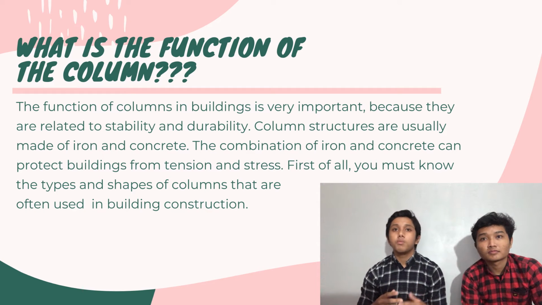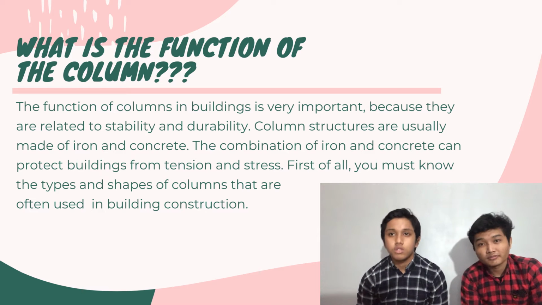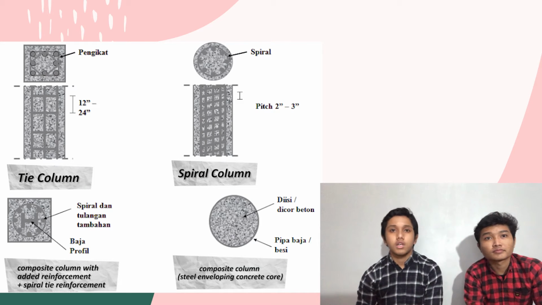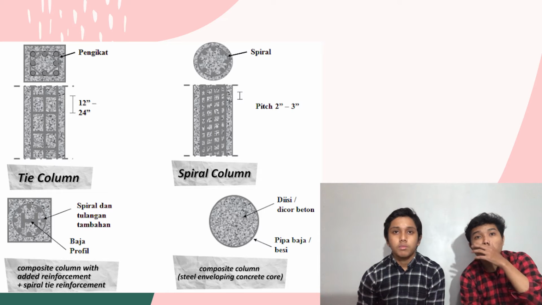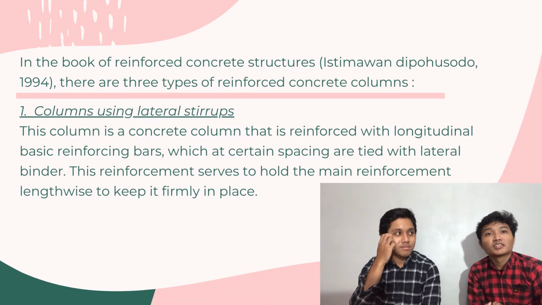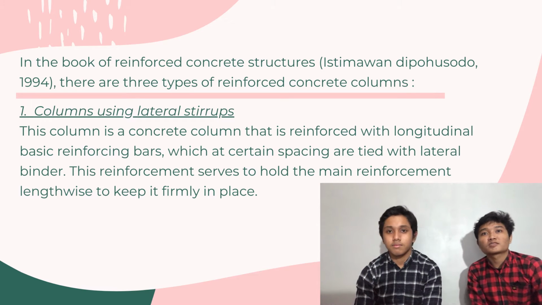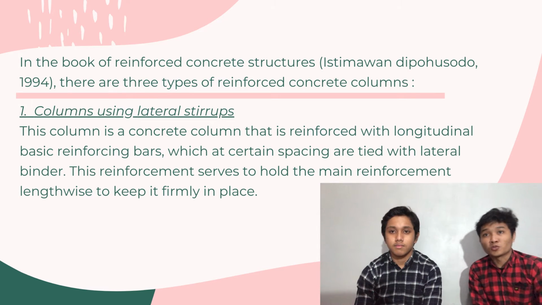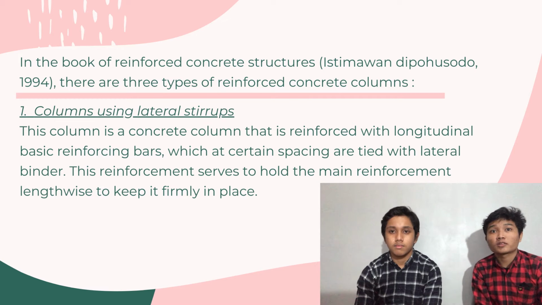First of all, you must know the types of shapes of column that are often used in building construction. First is tie column, second spiral column, and third composite column. In the book of reinforced concrete structure, there are three types of reinforced concrete columns.